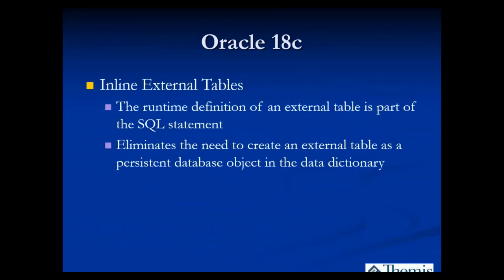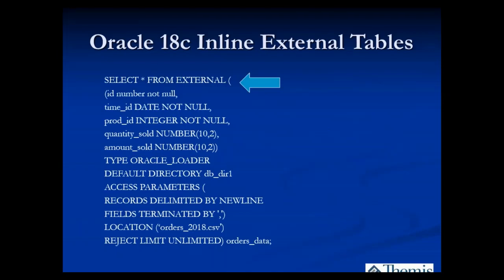I went too far. There we go, right there. And so you can see that down in there. We do have to have a directory name within the database, but you can see down here we just specify how the file is formatted. Here we're saying the different fields in the file are terminated with commas. The file name is called orders_2018.csv.